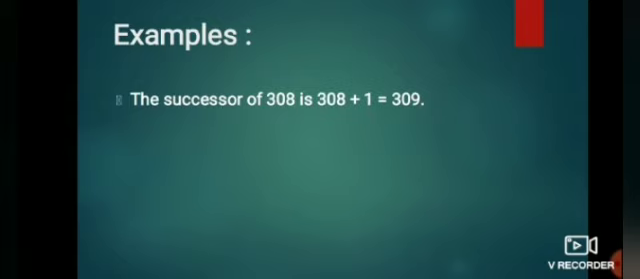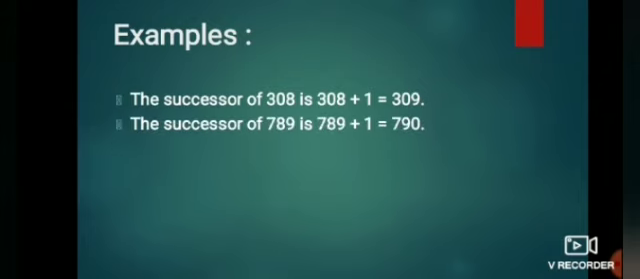So first example is, the successor of 308 is, just add 1 to the given number. So 308 plus 1 equal to 309. So the successor of 308 is 309. Next example, the successor of 789 is, just add 1 to the given number. So 789 plus 1 equal to 790. So the successor of 789 is 790.